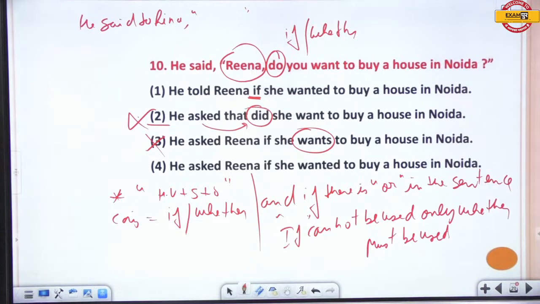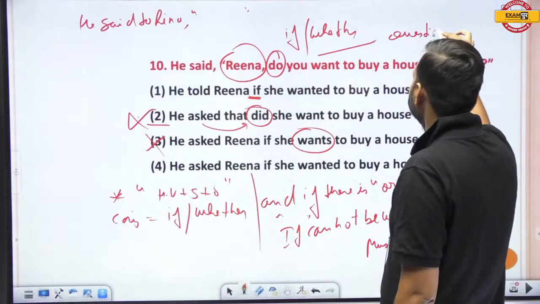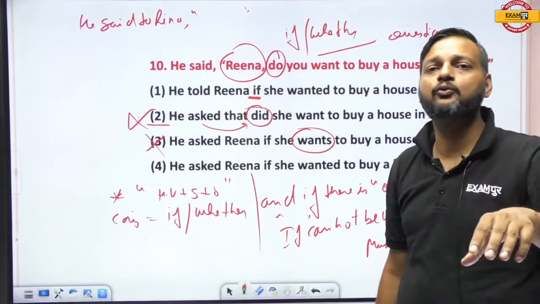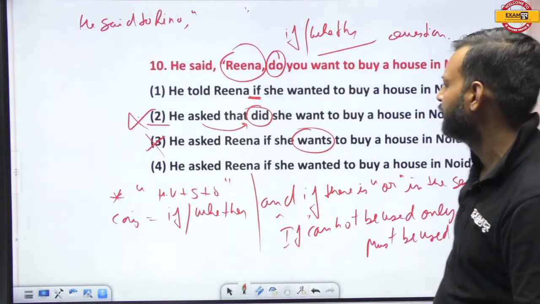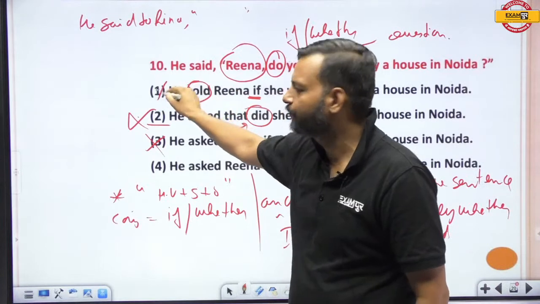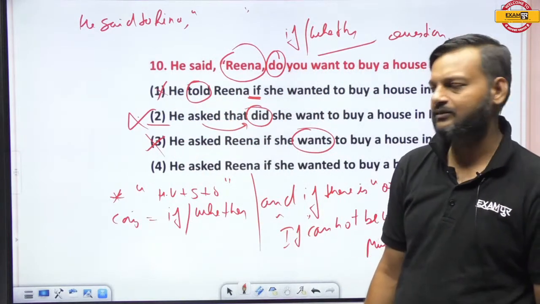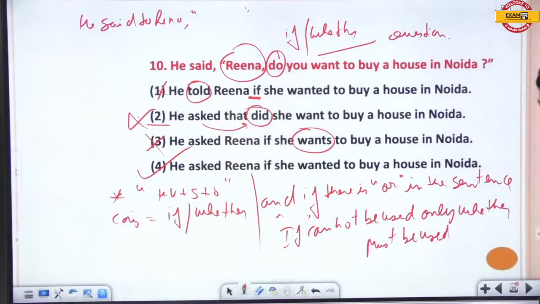Now first and fourth. So this is a question, no? This is interrogative. He is asking something. He is asking, Reena, do you? So it's a question. It is interrogative. And if it is interrogative, you cannot use told. Because in interrogative sentence, the reporting verb is asked. Okay, so the answer is 4.